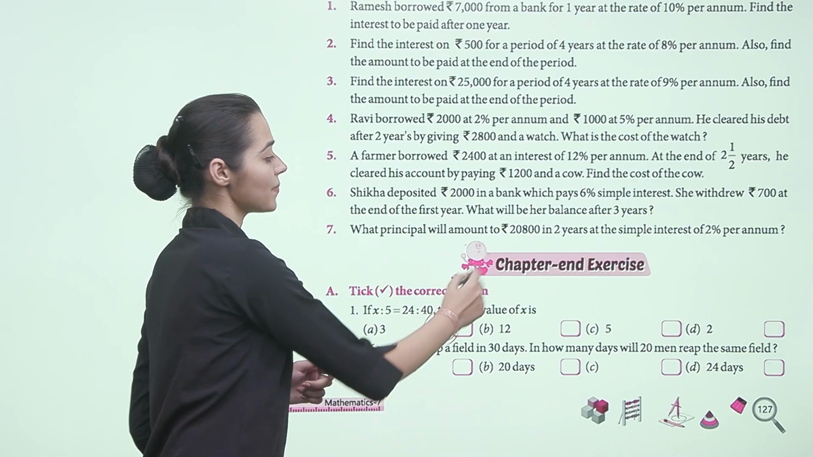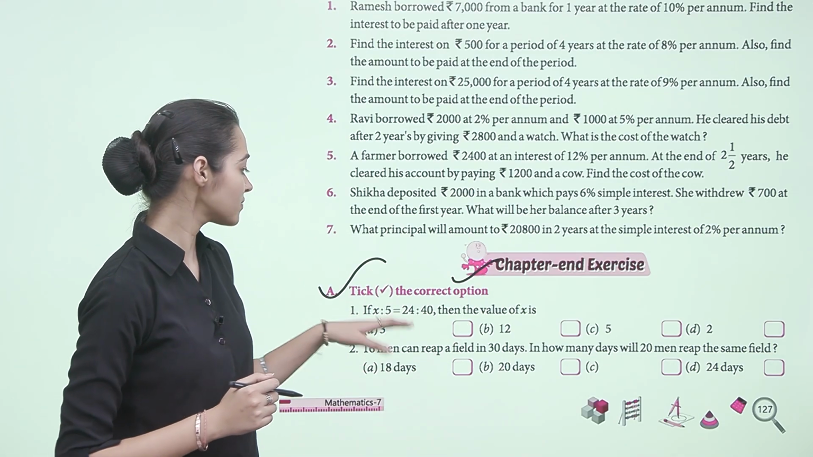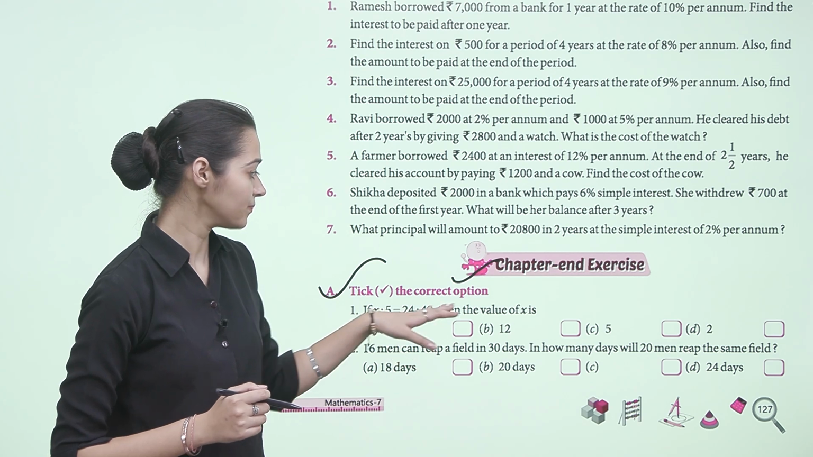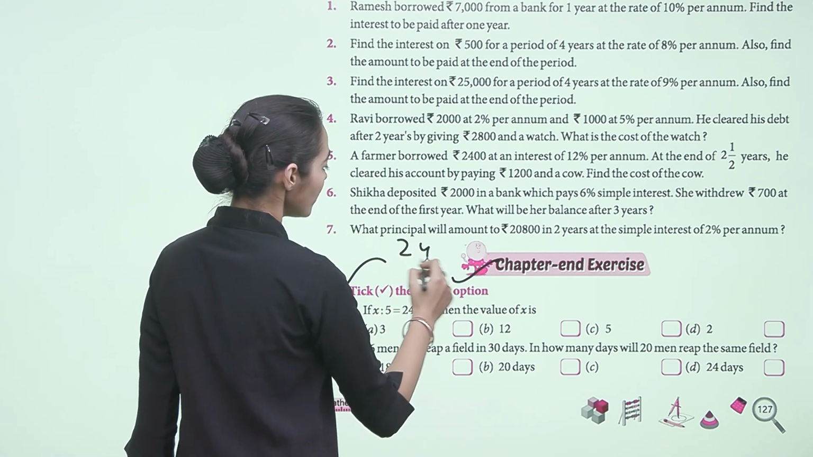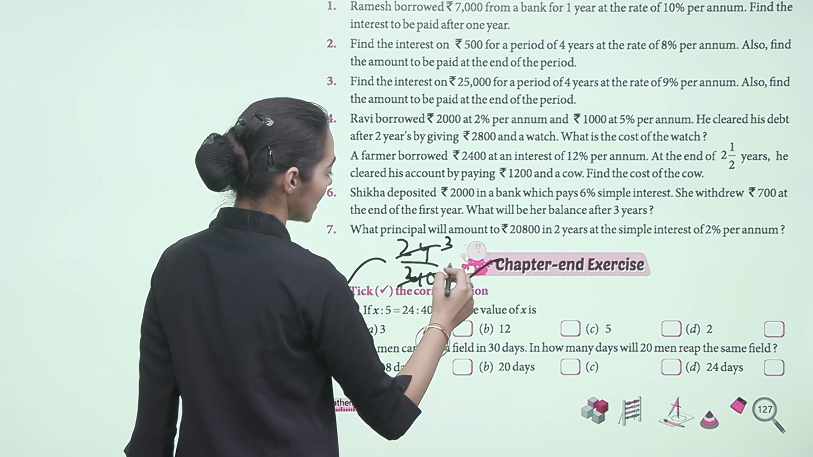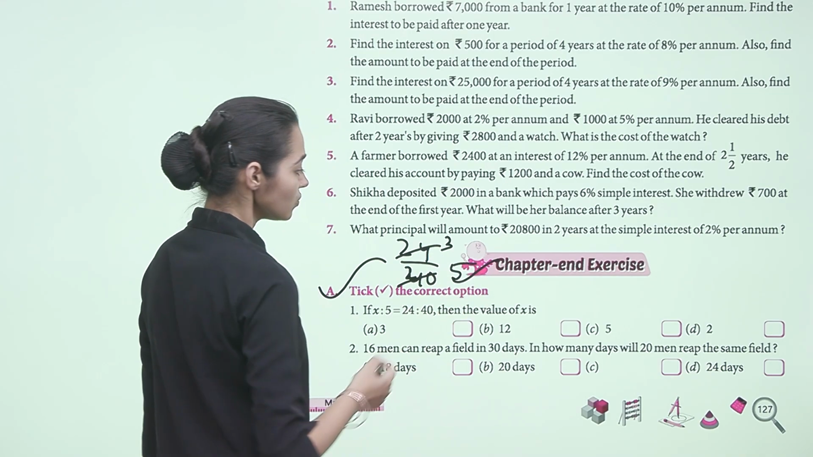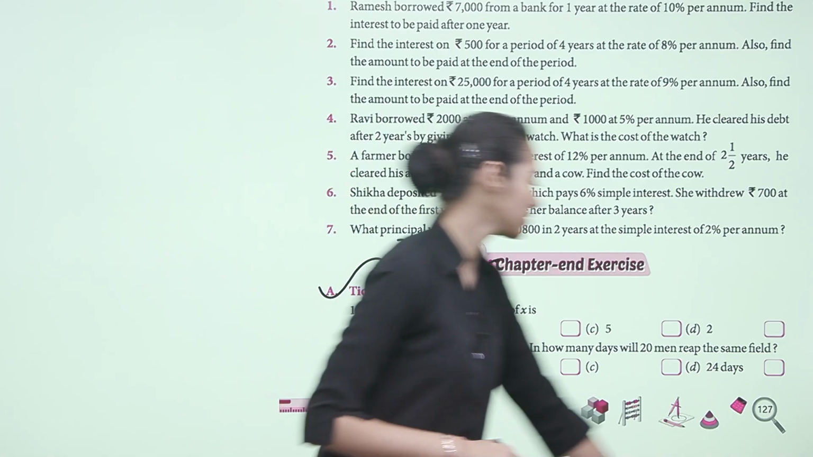Now let's start with the chapter exercise. In the first one, we have to choose the correct option. If x by 5 is equal to 24 by 40, we have to find the value of x. So 24 by 40, that means 8 3s are 24 and 8 5s are 40. So the value of x is 3. That's how we can solve the remaining ones.